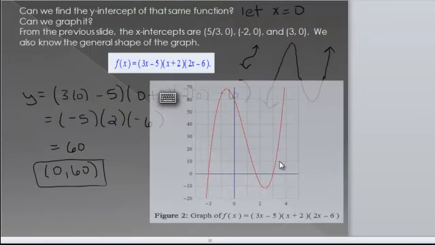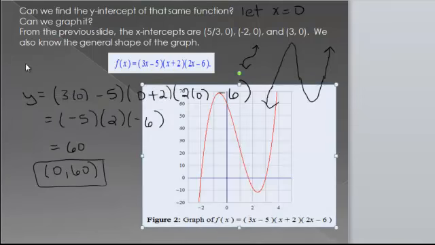I just happen to have that graph for us right here. So you can see this is the point 0, 60. It crosses at -2. It crosses at 5/3, which is 1 2/3, and it crosses again at 3, 0. This is your graph of that polynomial function.